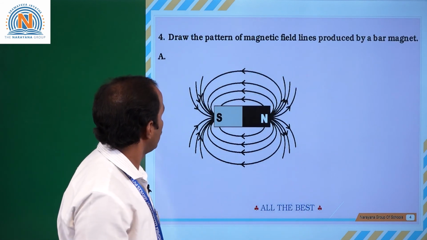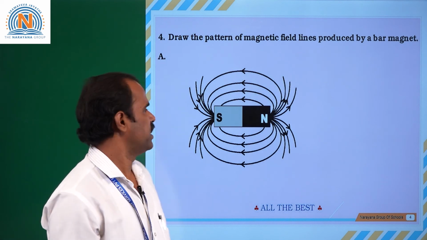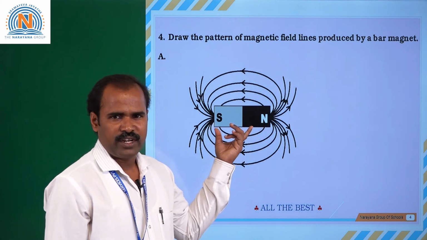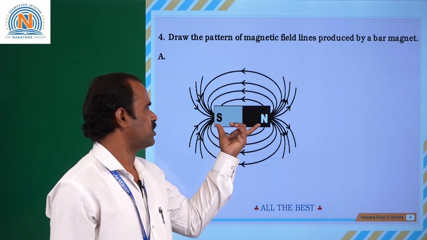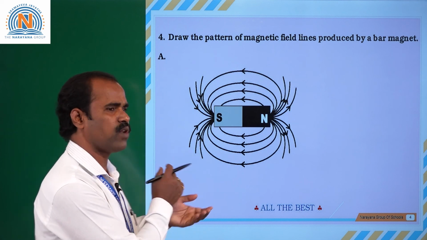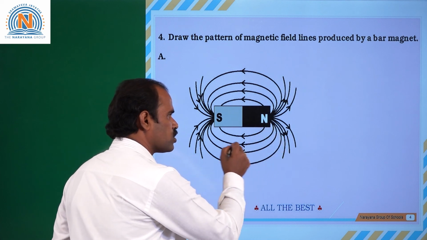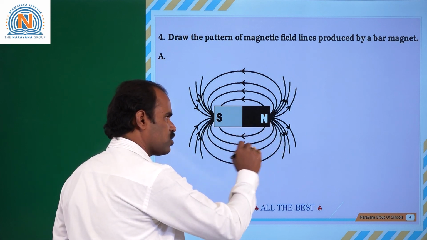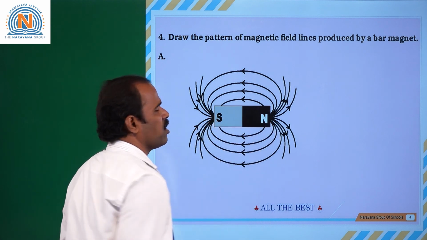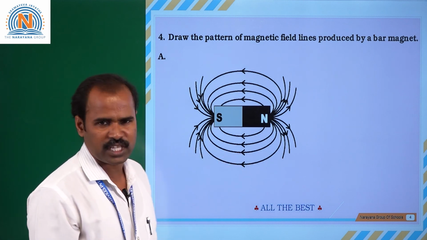Next question. Draw the pattern of magnetic field lines produced by a bar magnet. Take a bar magnet. In activity number 2 and 3, the bar magnet is placed on a sheet. Now by using a compass needle, follow the arrowhead. You will get the magnetic field lines from north to south. Outside the bar magnet, field lines are from north to south, and inside the bar magnet, the magnetic field lines are from south to north. Okay, so this is about today's assignment.